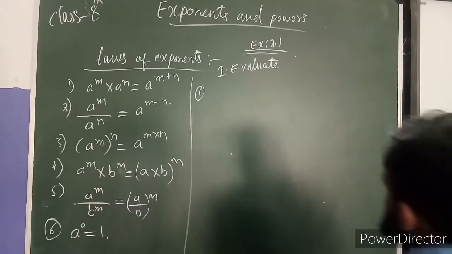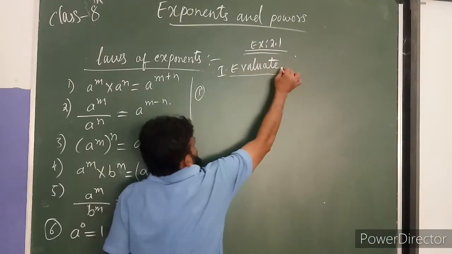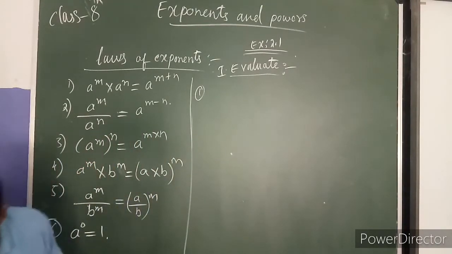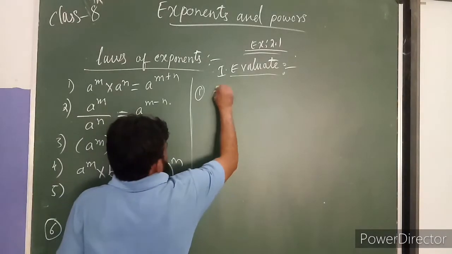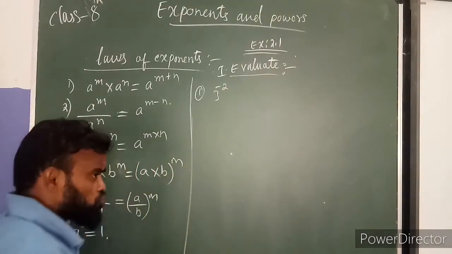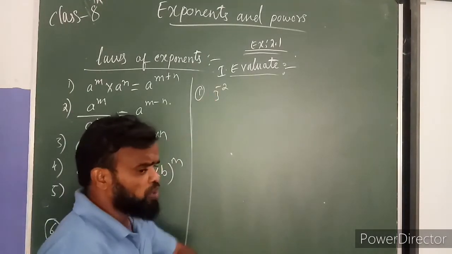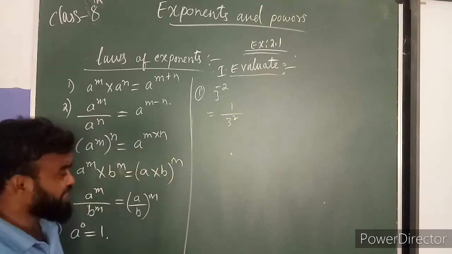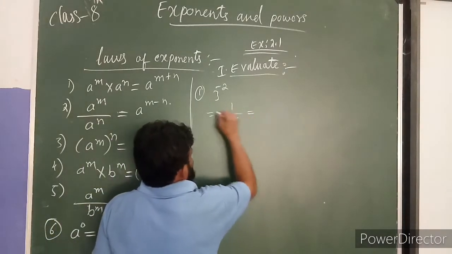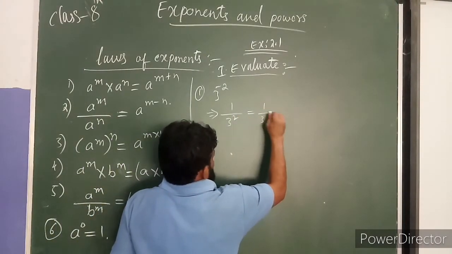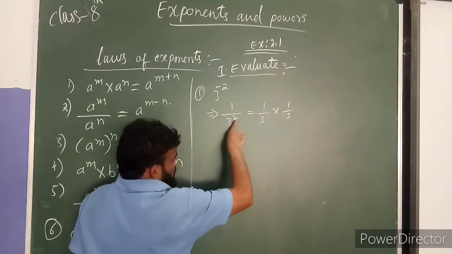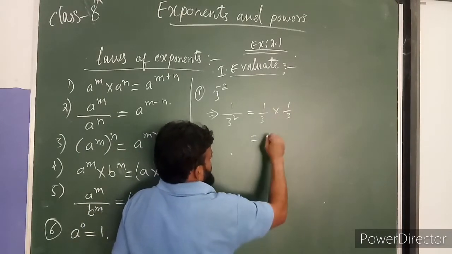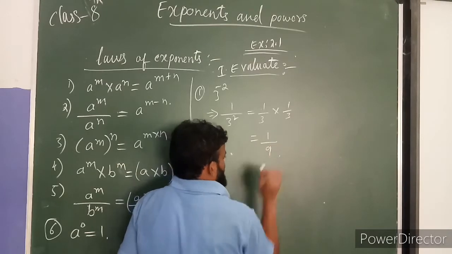Now I am going to explain that exercise 2.1. That is evaluate. Now the first question is given from the textbook, that is 3 to the power of minus 2. 3 to the power of minus 2. Right? So I told you the power is in negative. How to convert in the positive? I told you that is 1 upon 3 to the power of 2. Correct? Now we can expand or we can write like that. So 1 upon 3 into 1 upon 3, 2 times. 3 is 2 times, not 3 to the 6, remember. 3 is 2 times. 1 upon 3 into 1 upon 3. Now 1 is 1 and 3 is a 9. This is the final answer of the first one.